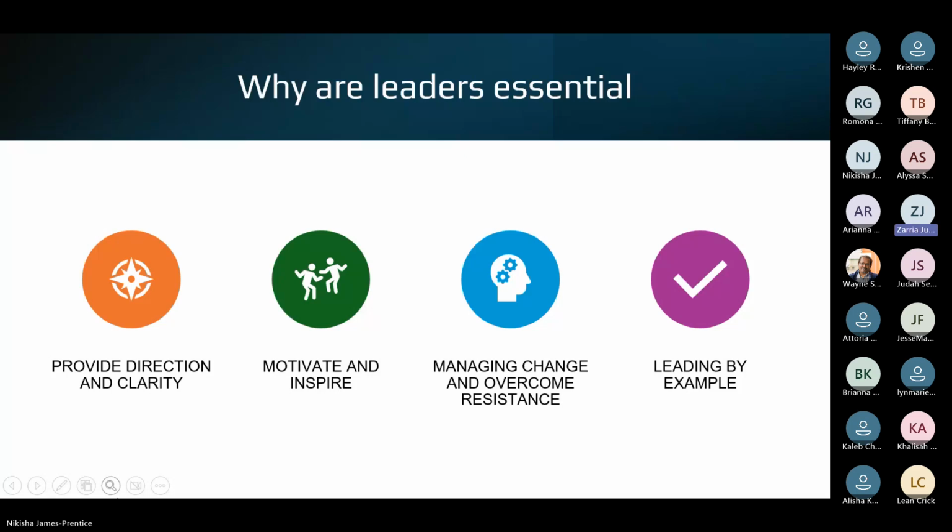One, leaders provide direction and clarity. They define the vision and the mission. They also show people where to go and why it matters. This helps everyone with a sense of purpose, and it also helps to align actions across the organization. They also inspire and motivate. Leaders ignite purpose and build confidence in people. They help teams to believe in the vision and their ability to achieve, and their motivation turns plans into actions. They also manage and overcome resistance.